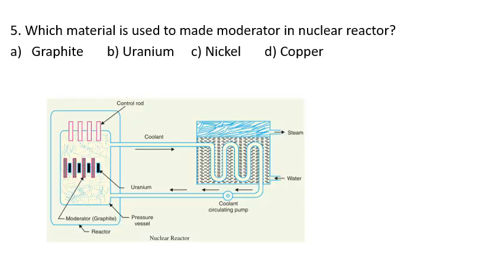So here we will discuss the fifth question, that is, which material is used to make moderator in nuclear reactor? Option A, graphite. Option B, uranium. Option C, nickel. And finally, copper.